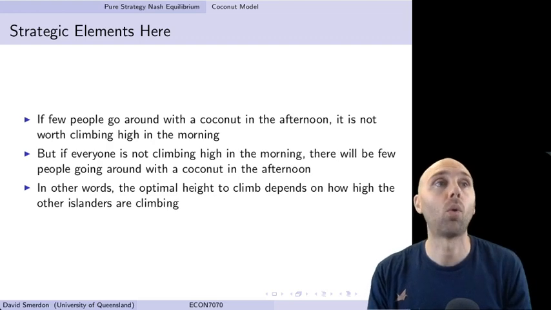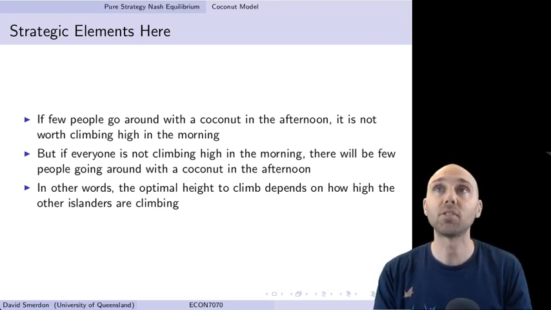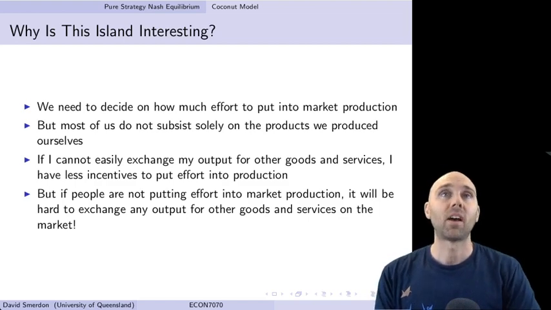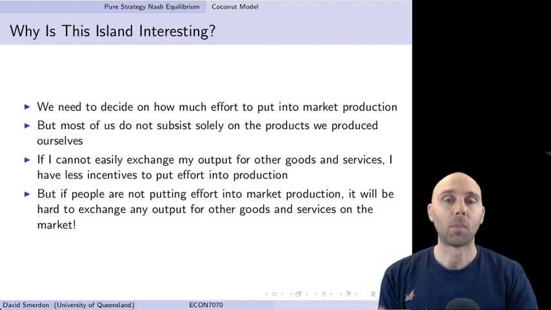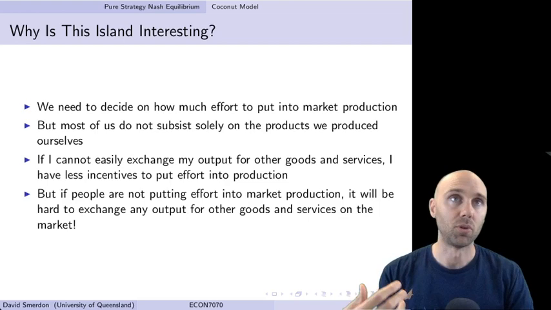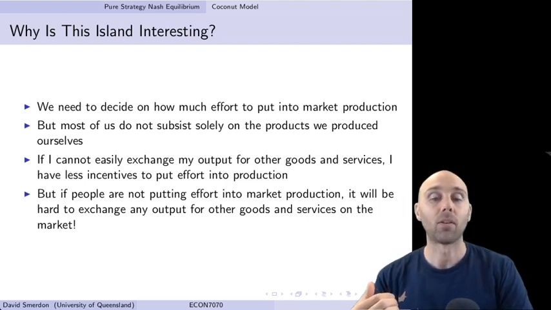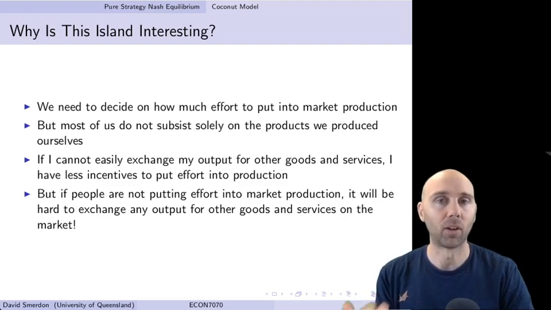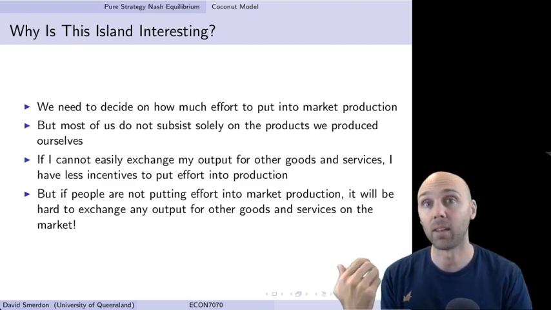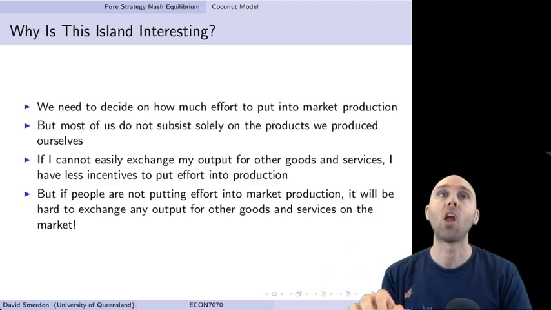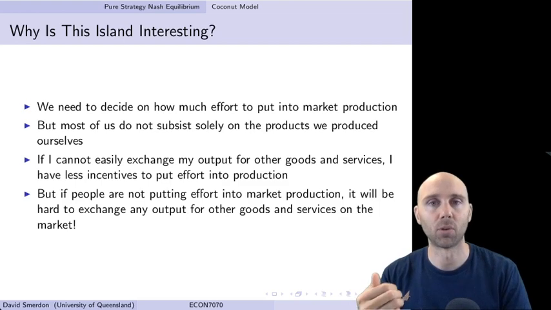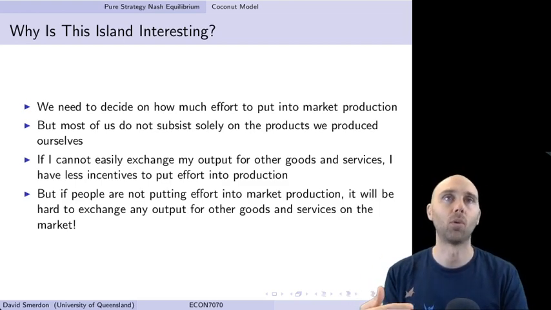Okay, so why is this island interesting? Well, we need to decide how much effort in general to put into market production if we're a producer in an economy. But for most economies, people who produce stuff, whether you're making coffee, making t-shirts, making carrots, whatever, you're not surviving just on consuming your own purchases. We don't live in this sort of subsistence economy anymore.